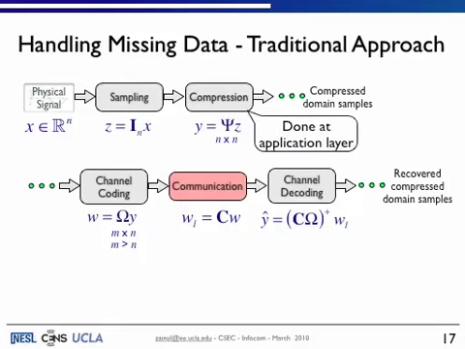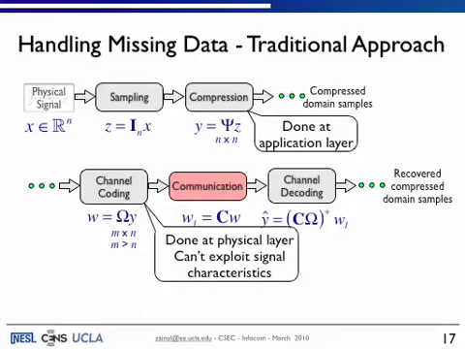What I want to point out is that the compression is typically done at the application layer because it knows the signal model. And the channel coding is typically done at the physical layer because it needs to know the channel model. And it doesn't really exploit signal characteristics.